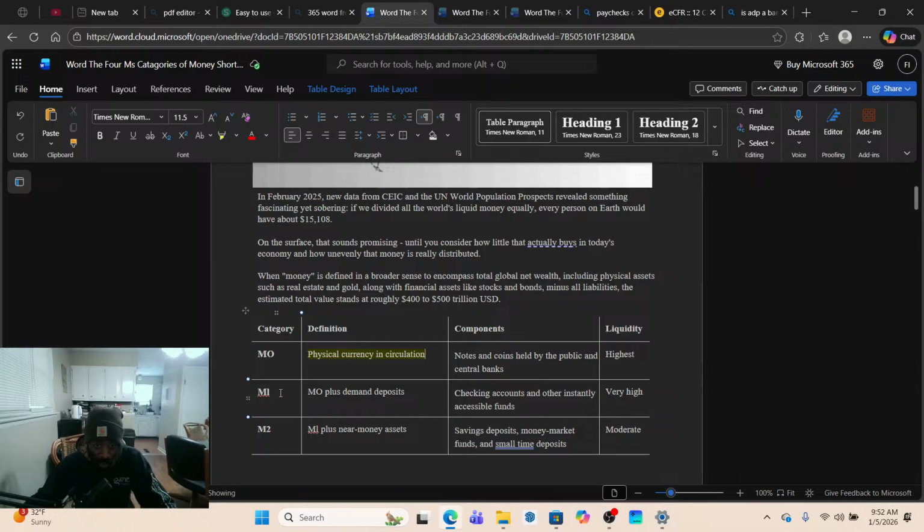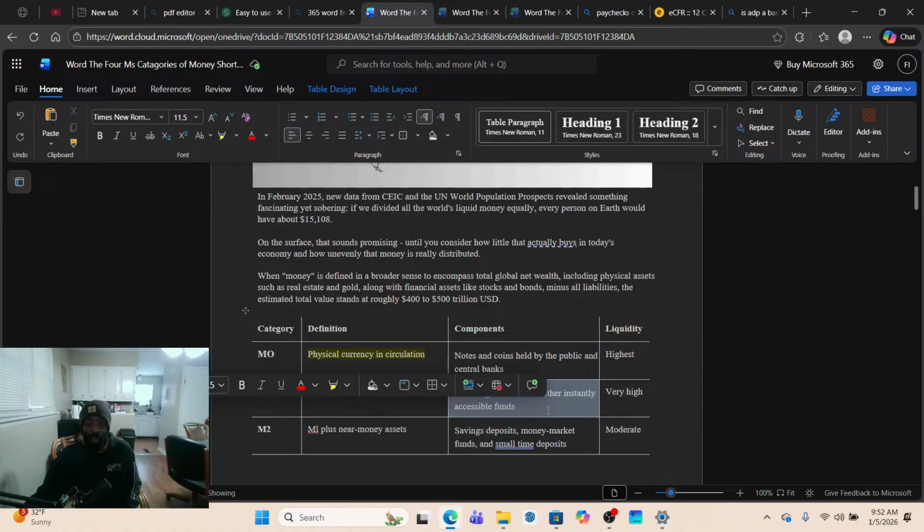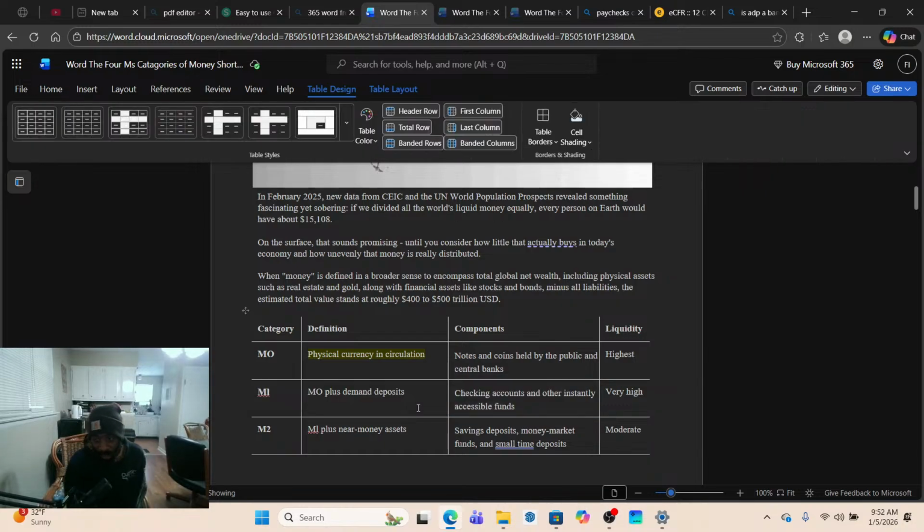So then when we get to M1 money, they're talking about demand deposits, checking accounts, and other instantly accessible funds. So when you're looking at payroll, when you get the deposit, that's instantly accessible funds. They don't want to call it demand deposits, but it's still a form of demand deposit, whether they like it or not.